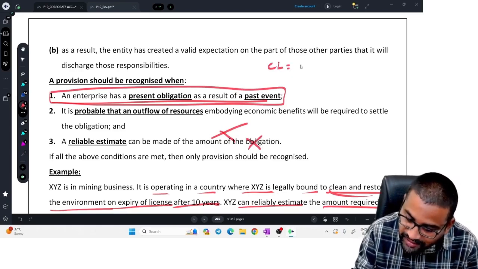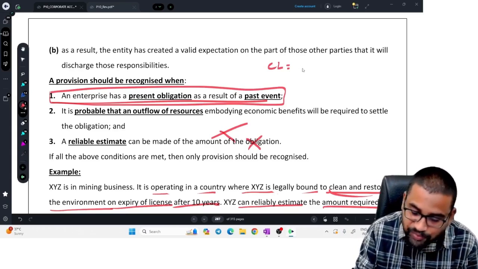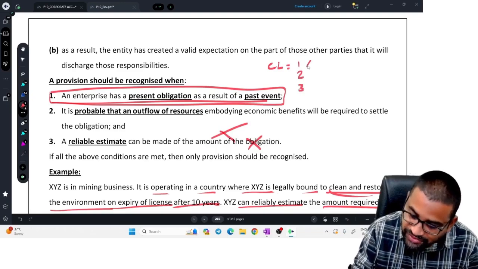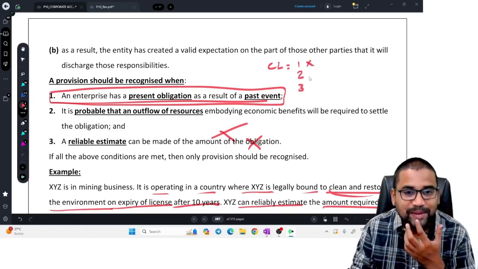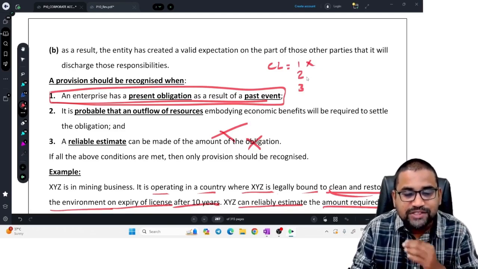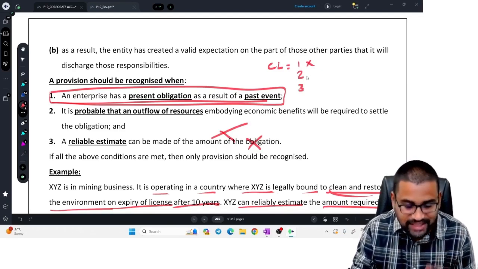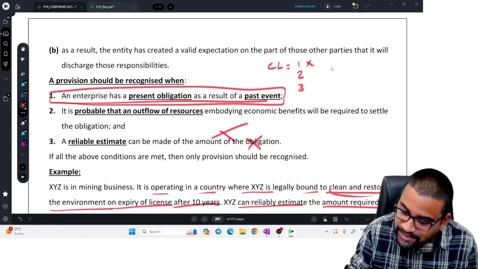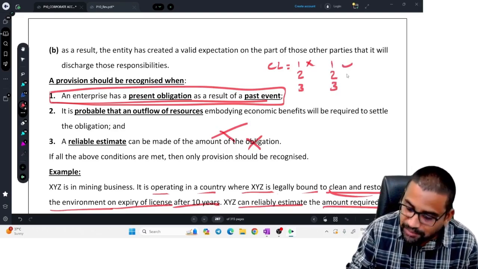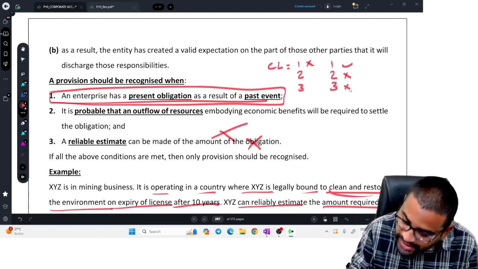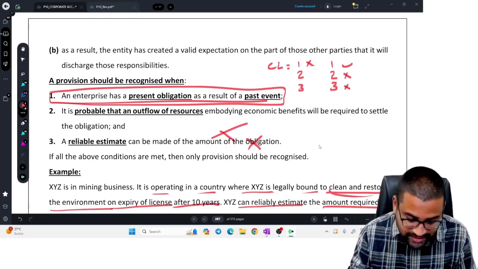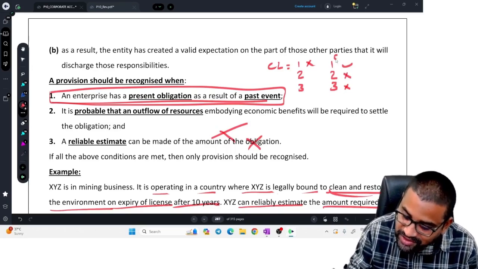See here, for the recognition of a provision, there are three conditions: 1, 2, 3. If the first one is missing, it is a contingent liability. No need to see the other two. If the obligation itself is not present, that's a contingent liability. Suppose out of three conditions, the first one is satisfied, but either 2 or 3 is missing. If any one of these is missing, then that is also a contingent liability.